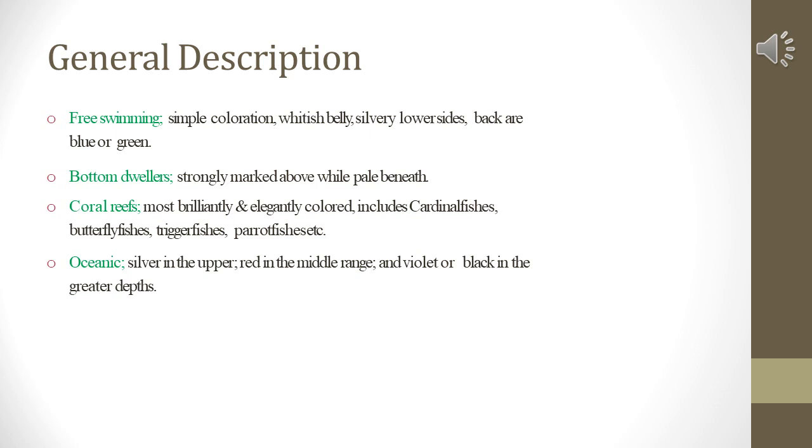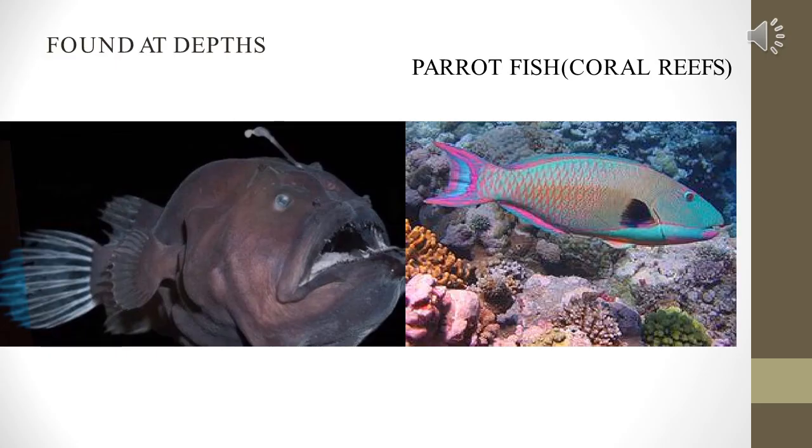Now the oceanic fishes. Oceanic fishes are silver on the upper side. Their middle portion is mostly in the red range and their depth is violet or black. These are pictures of the fishes found in the depth, the bottom dweller fishes. They have strongly marked lines. They have different colors and their patterns are very rare. These show mostly beautiful color patterns, like rainbow colors, present in these fishes.